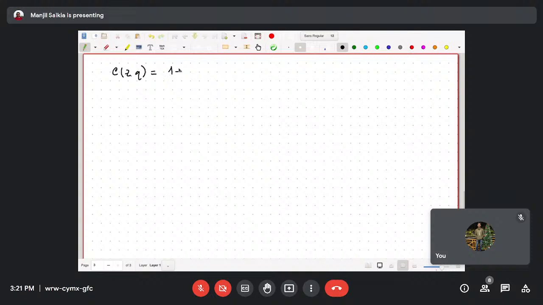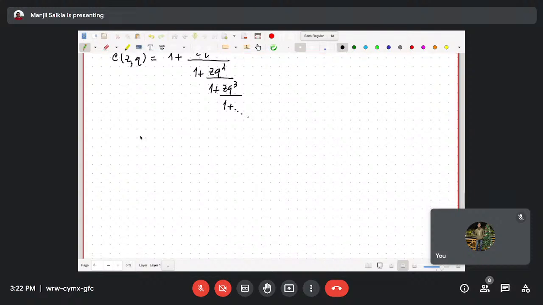If I add the parameter z, my continued fraction would look like something like this. So everywhere where there is a non-zero power of q, I'm going to multiply it by z. Okay, so the q squared becomes z q squared, and the q cubed becomes z q cubed, and so on. So this is now my new continued fraction where I have two parameters, z and q. And if you set z equal to 1, q equal to 1, then you get back the original continued fraction that I started with. And this is now called the Rogers-Ramanujan continued fraction.